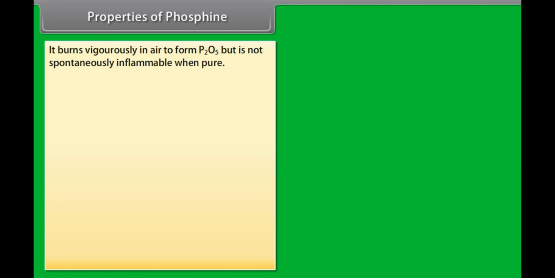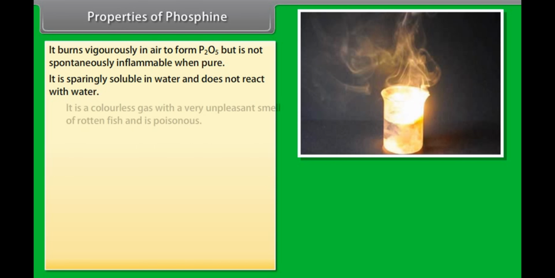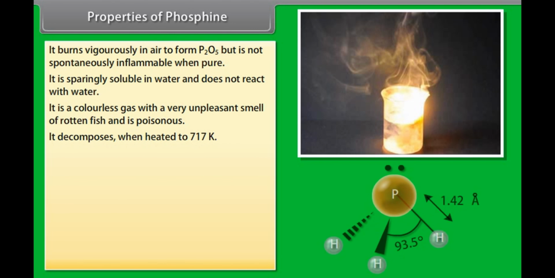Properties of phosphine. It burns vigorously in air to form P2O5 but is not spontaneously inflammable when pure. It is sparingly soluble in water and does not react with water. It is a colorless gas with a very unpleasant smell of rotten fish and is poisonous. It decomposes when heated to 717 Kelvin.